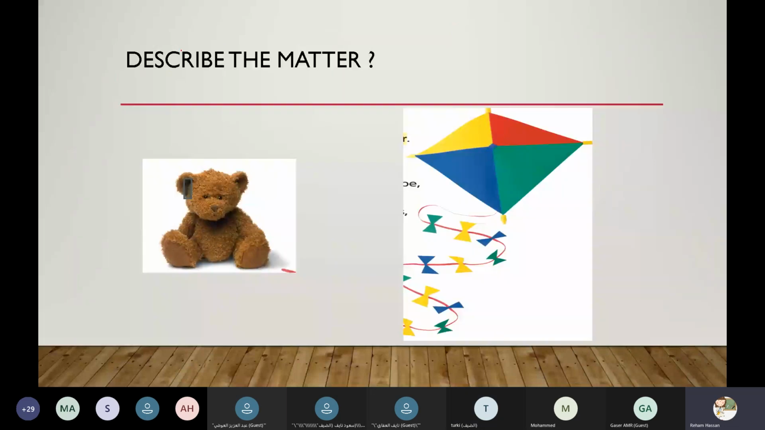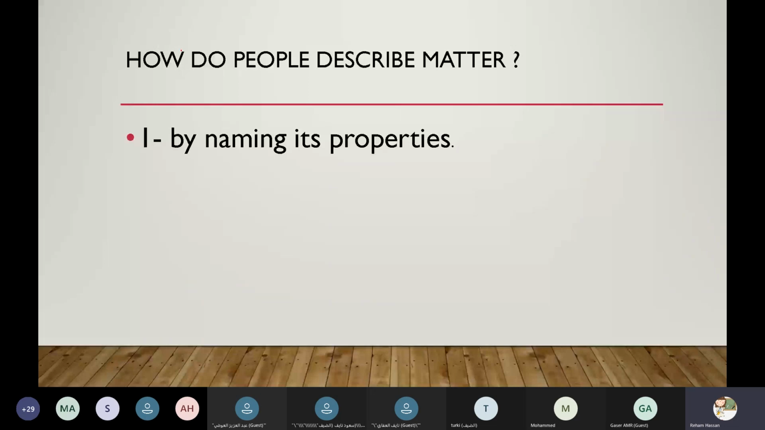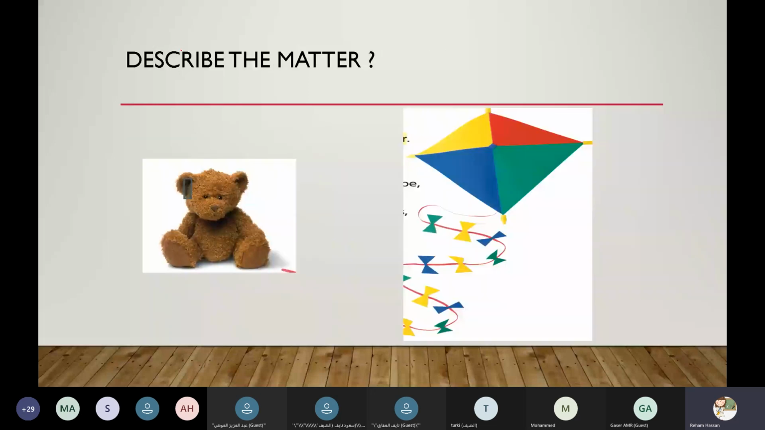Okay. Yes, Sulaiman. Look at this toy and try to describe it or tell me about the properties of the matter here.